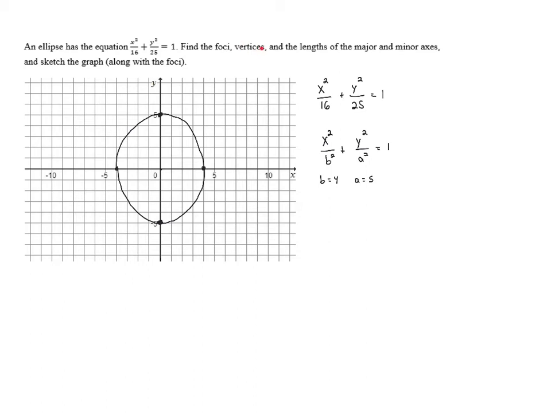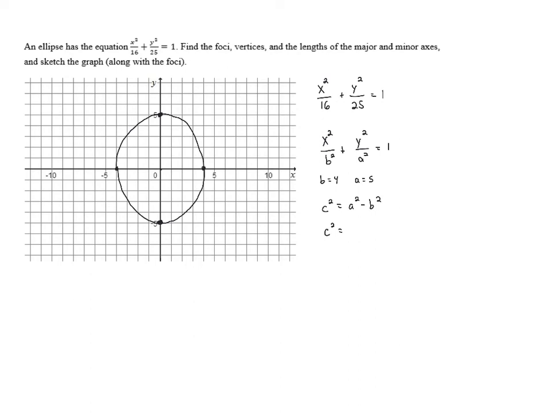So we've got the vertices, we've got the lengths of the major and minor axes. Those are 10 units and 8 units, respectively. We've sketched our graph. We just need the foci, and we remember that we can get that by setting c squared equals a squared minus b squared.